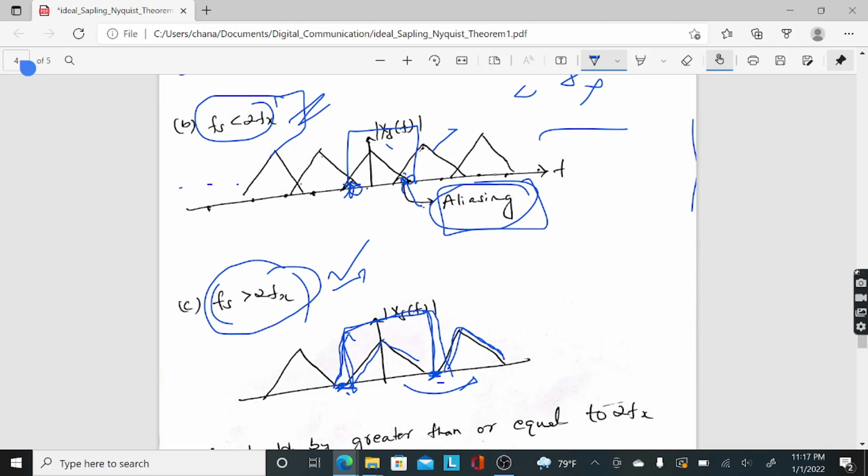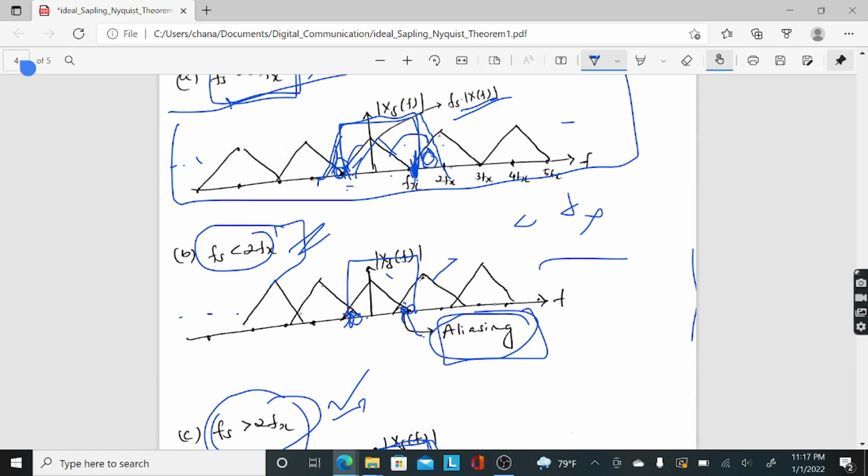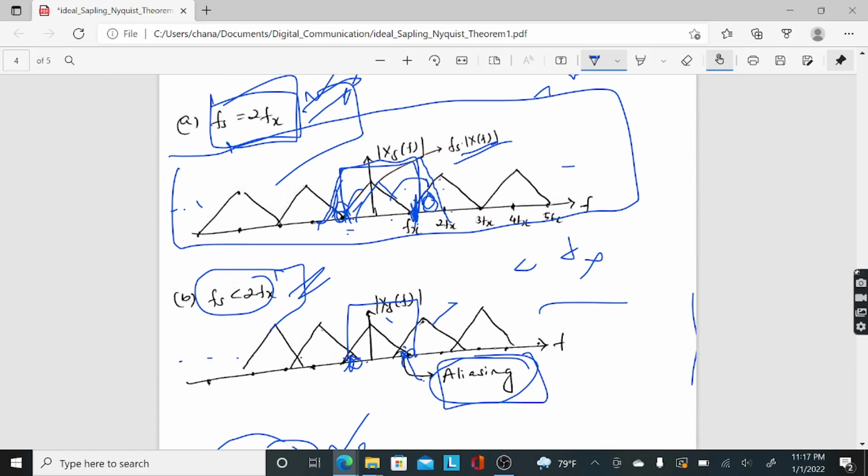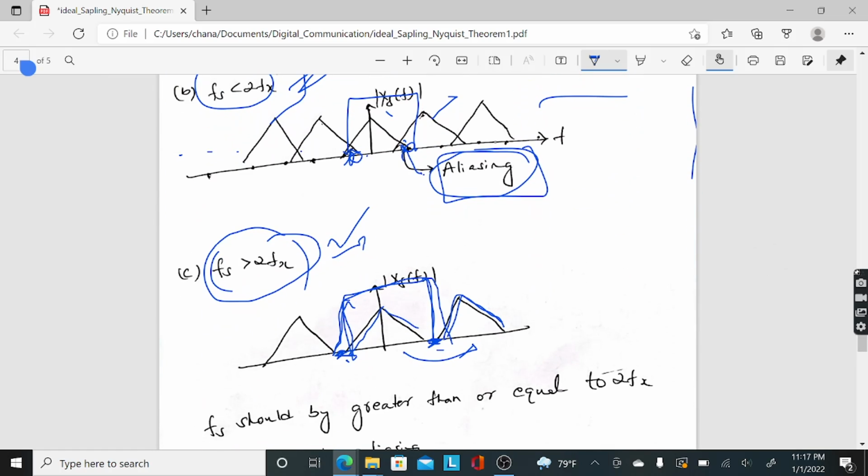So because of this reason, just to summarize, for an ideal filter, fs equal to 2fx is enough, but for a practical filter in the real world, you would want fs to be greater than 2fx, and typically fs equal to 2.2 fx is generally used in industry.